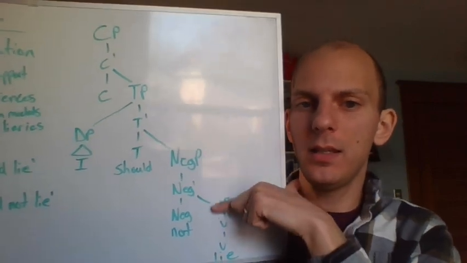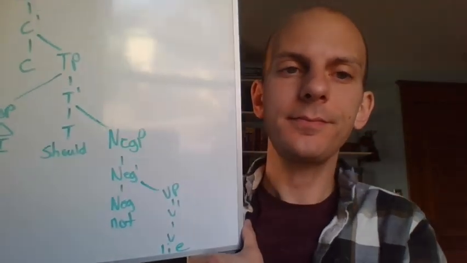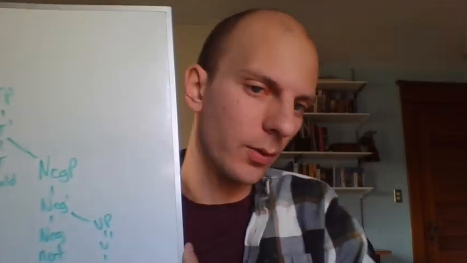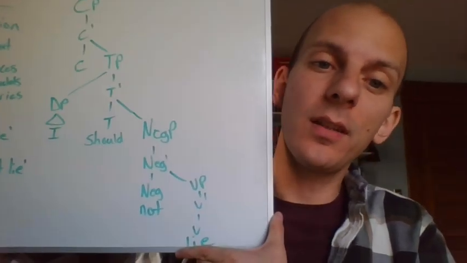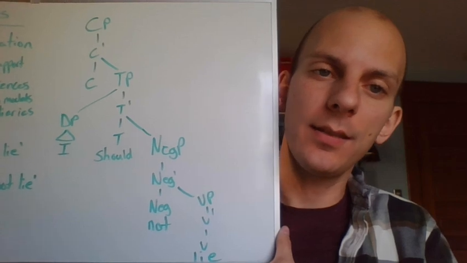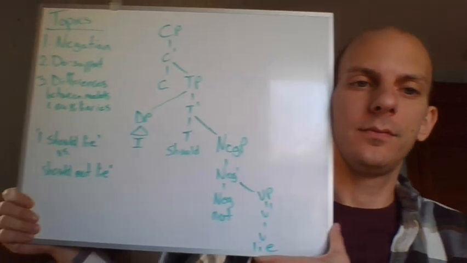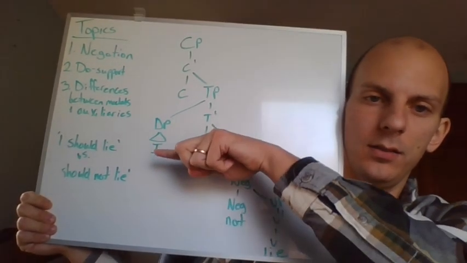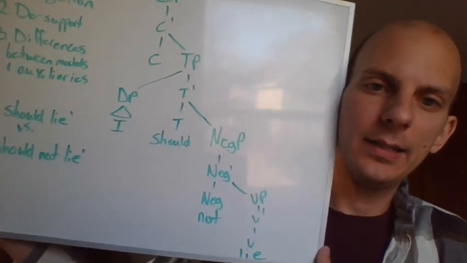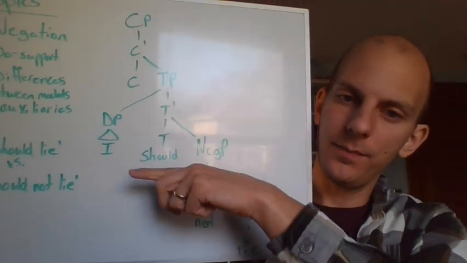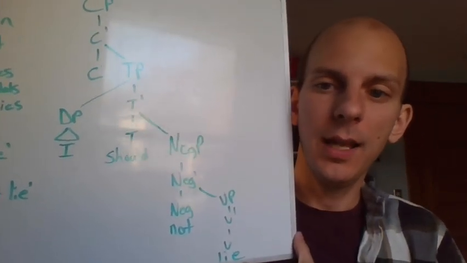This series here, NegP, Neg bar, and Neg are the only difference. Does this get us the right word order? Always a good thing that we want to check once we've drawn a tree, particularly one that we haven't done much with yet. Does this get us the sentence we actually want? I should not lie. We had I should lie over there. Now we want I should not lie, even though I erased the I on accident. Yeah, it gets us the right order. I should not lie. So perfect. That's actually straightforward.